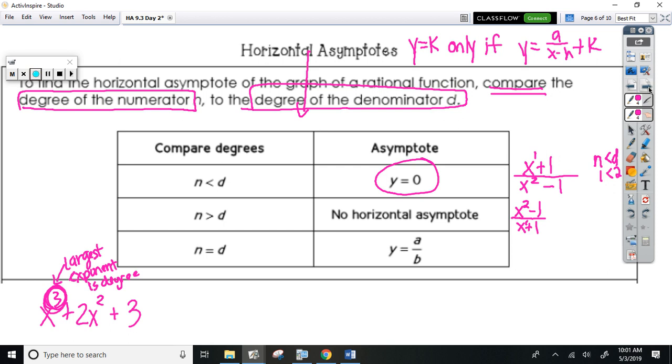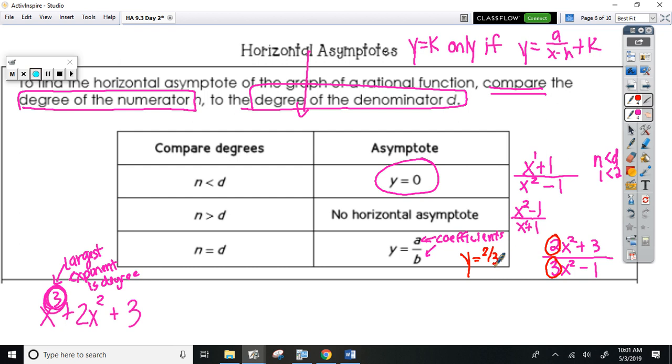And lastly, if the degrees are equal, so for example, 2x squared plus 3 over 3x squared minus 1. If the degrees are exactly the same, 2 and 2, then the equation is y equals a over b. These stand for the coefficients, so those would be the number in front of the variable with the degree. So the coefficients would be 2 and 3. So the asymptote would be y equals 2/3. So that'll be a horizontal line at 2/3.